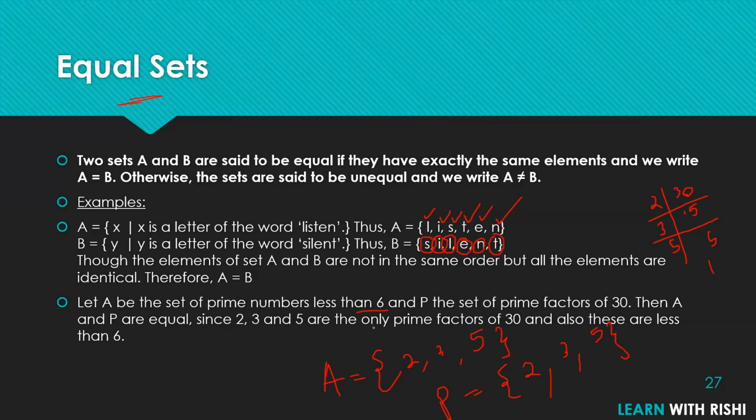Since 2, 3 and 5 are the only prime factors of 30 and also these are less than 6, we can say that set A and set P are equal sets. So I hope you understood the types of set: null set, singleton set, finite set, infinite set and equal set. Based on this theory, now we will solve practice set 1.2.